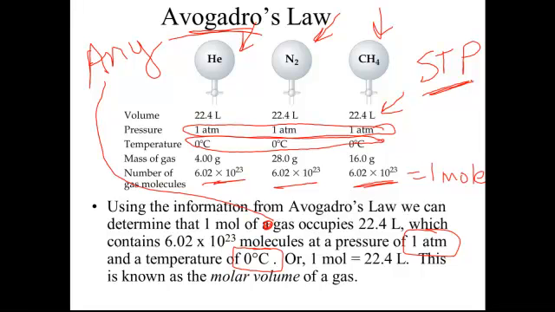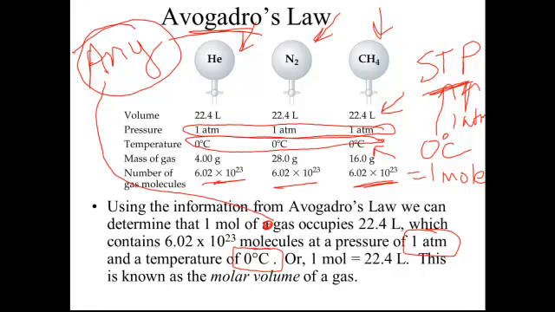It is the standard temperature, 0 degrees Celsius, just like how we see here, and the standard pressure is 1 atmosphere of pressure. So anytime you have any gas at standard temperature and pressure, it will have a volume of 22.4 liters. And that is known as the molar volume of a gas.